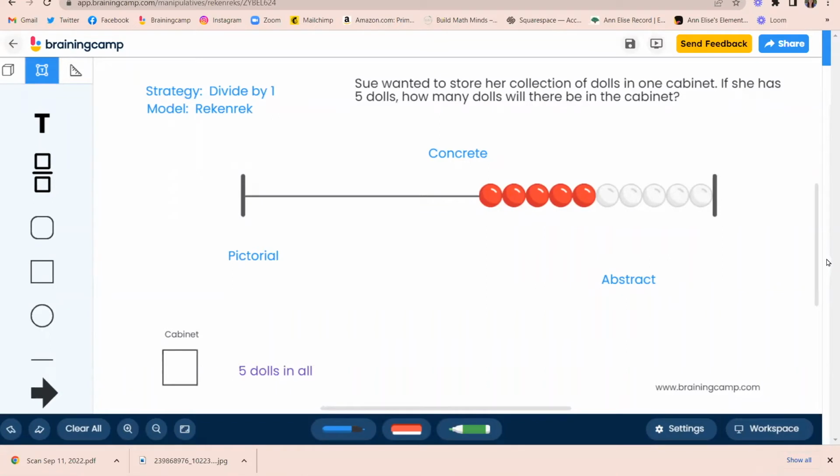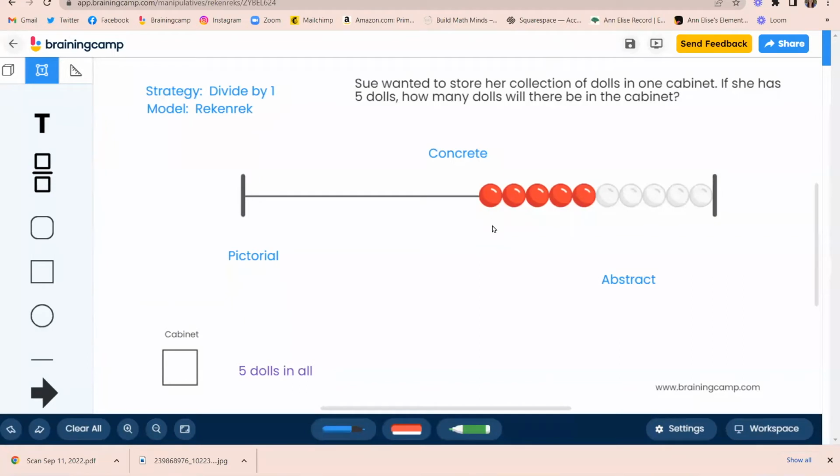So we want to make that connection so that they know the context they can use, and even make up their own when given an expression they don't quite know the answer to from memory yet. So here is the strategy again, dividing by 1, but I'm using the model of a rekenrek to help make this thinking visible. Sue wanted to store her collection of dolls in one cabinet. If she has 5 dolls, how many dolls will there be in the cabinet?